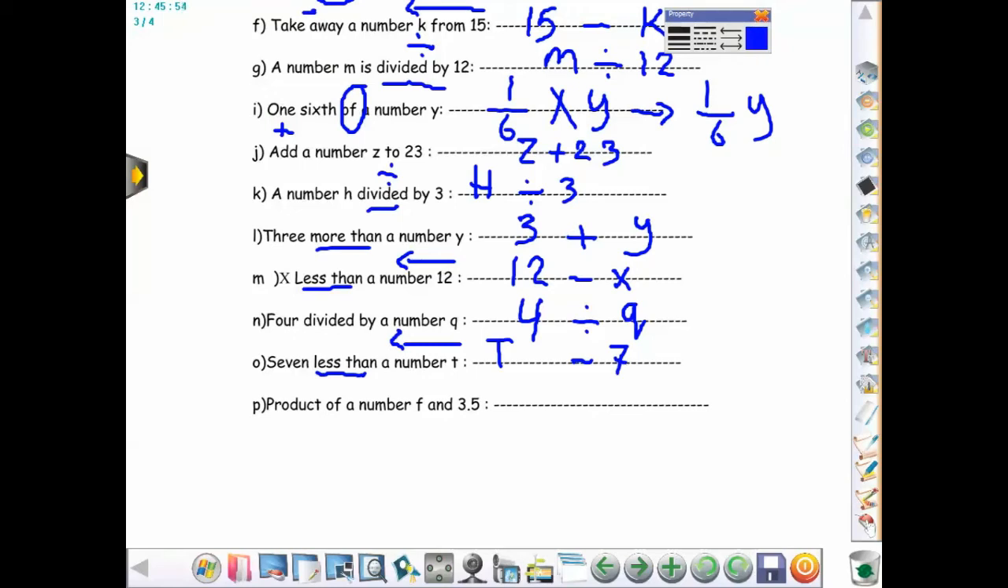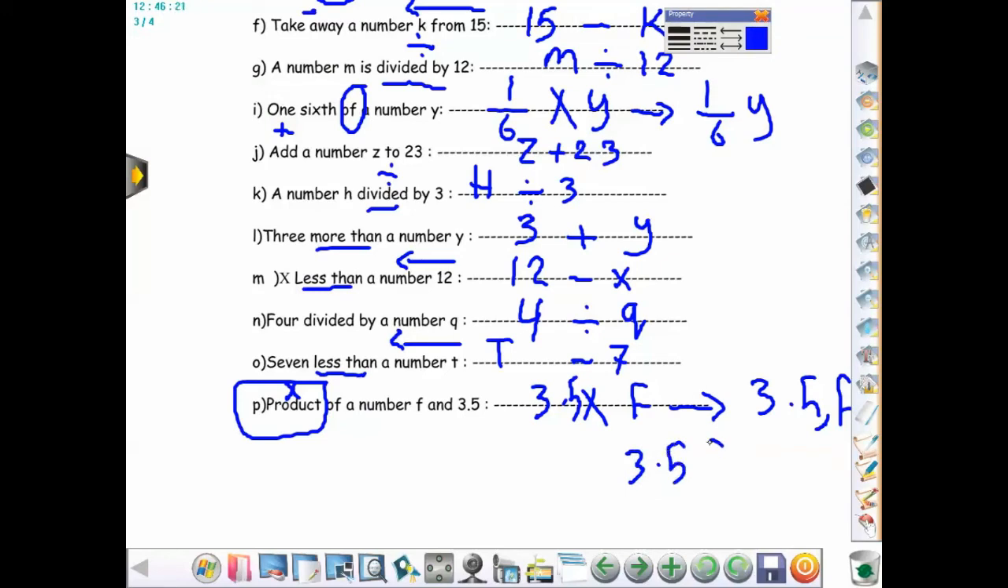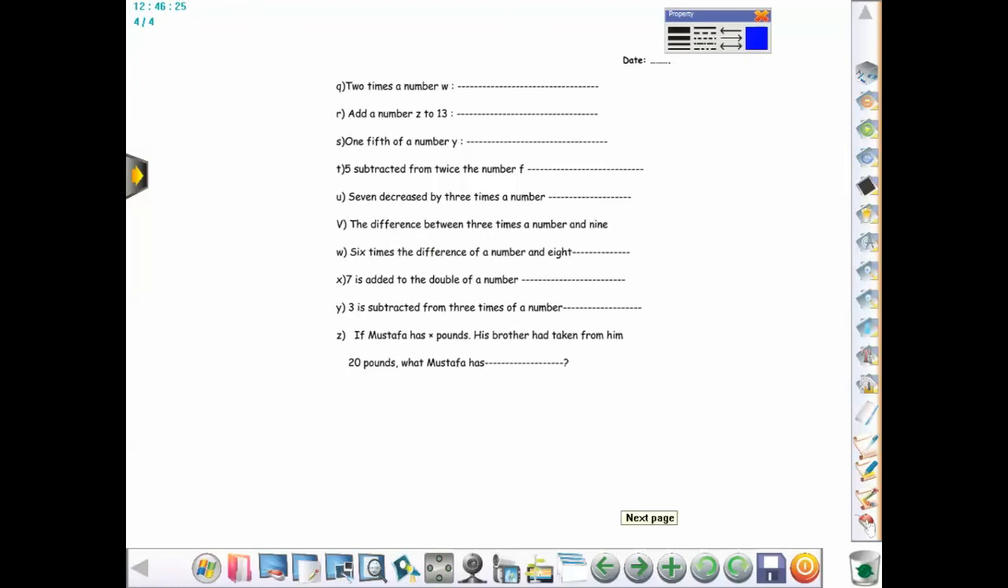A product. What is the meaning of the word product? Product means multiply. A product of a number f and 3.5. 3.5 multiply f. We can write it in another form, 3.5f. Okay, go to next page.